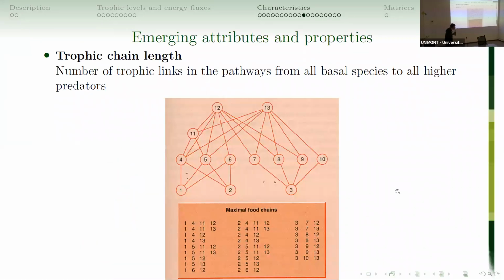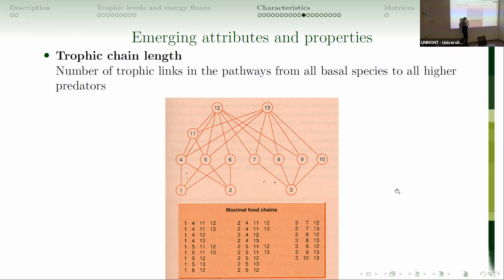And this is the last one, if I remember well. So this is the last one. This is also very important. That's the trophic chain length. And this is calculated in the following way.